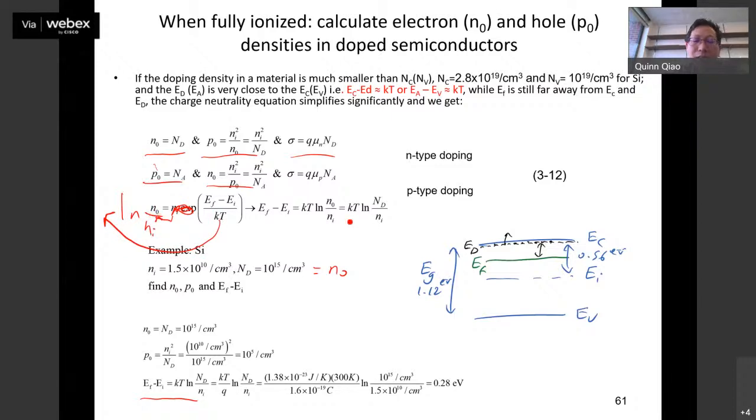See, kT times log ND over ni. Because n is equal to ND, right? See that n equals ND, okay? I get this equation. That's how you can use this equation to find out the difference between the EF and the Ei, okay? That's basically EF and Ei here. You find this position, okay? So that's a very simple example, showing you how you can use the equation to calculate that.